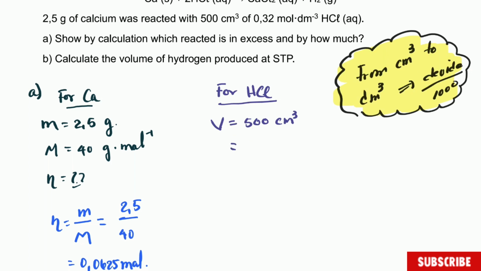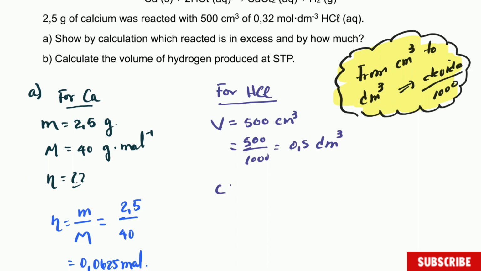So here, when you divide by 1,000, it's 500. Let's do the division here. 500 divided by 1,000 is equal to 0,5 dm³. It is important. So I will convert in the data.